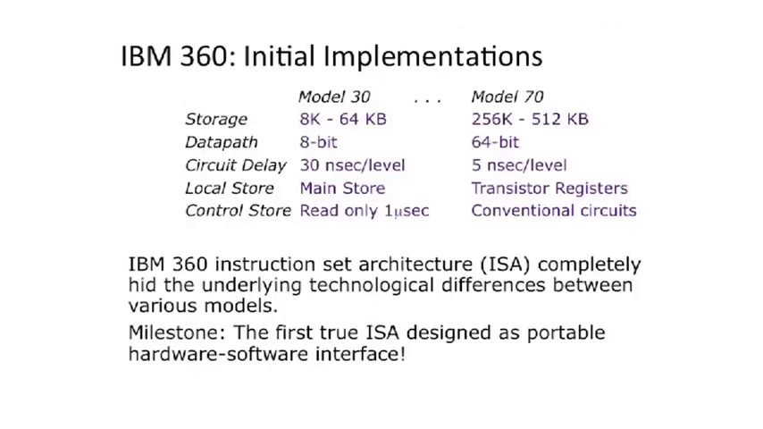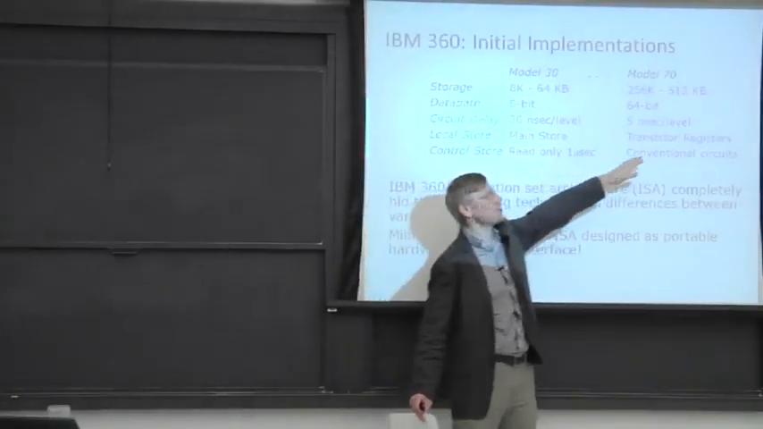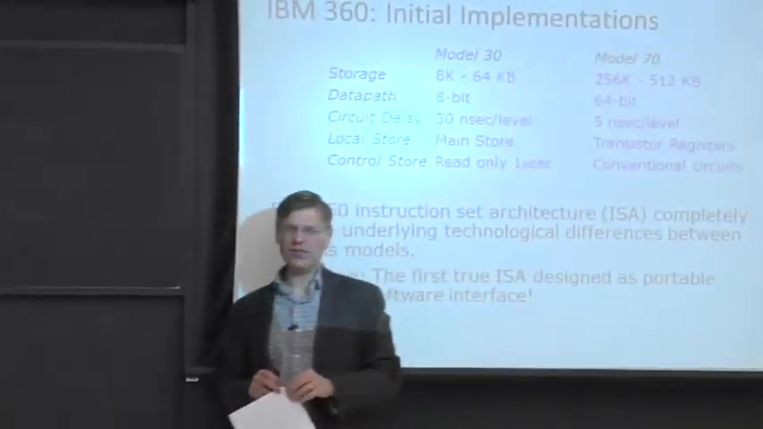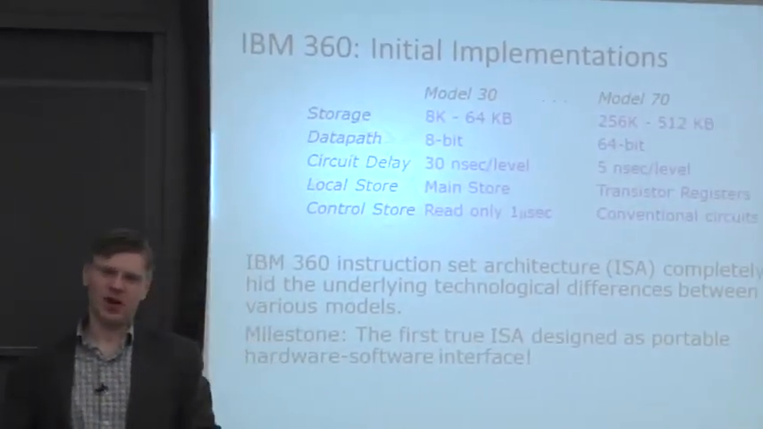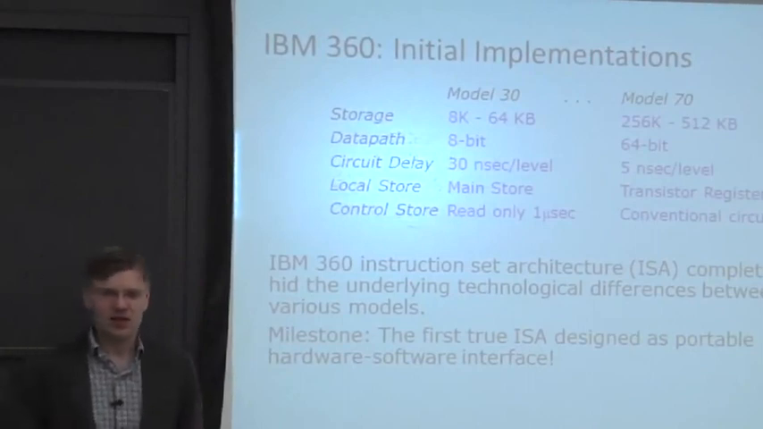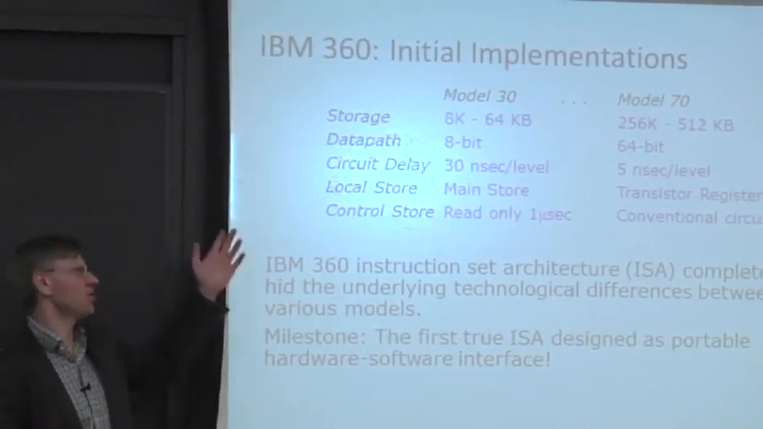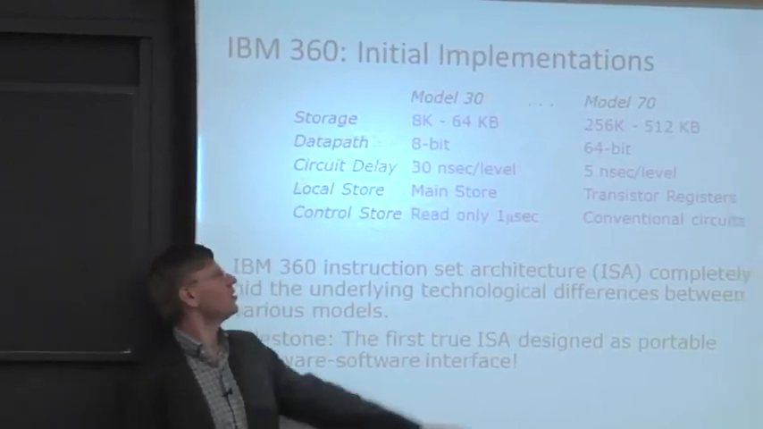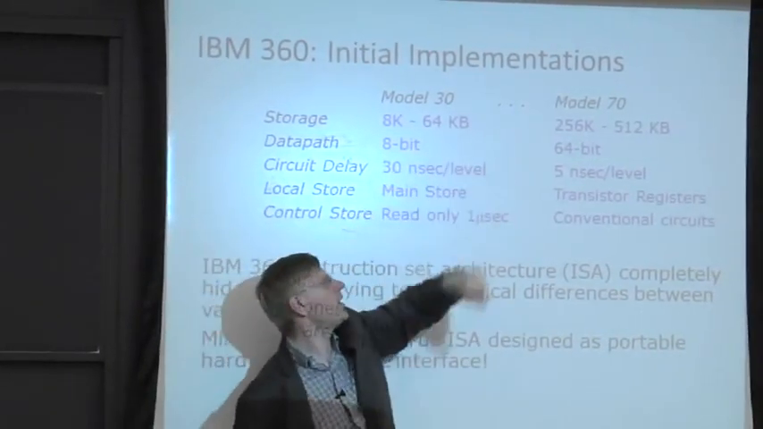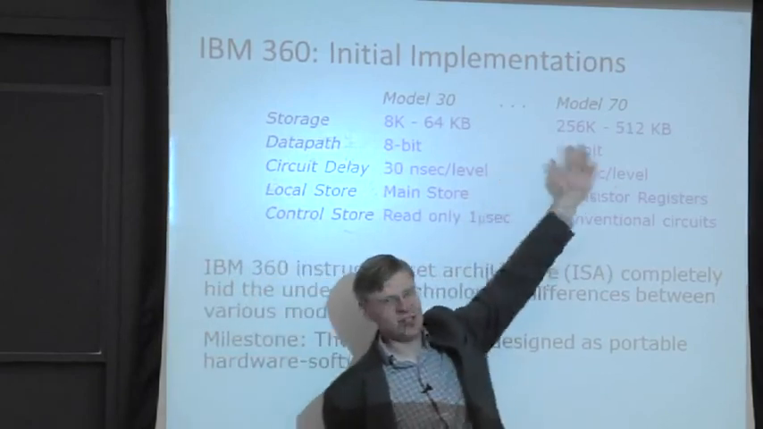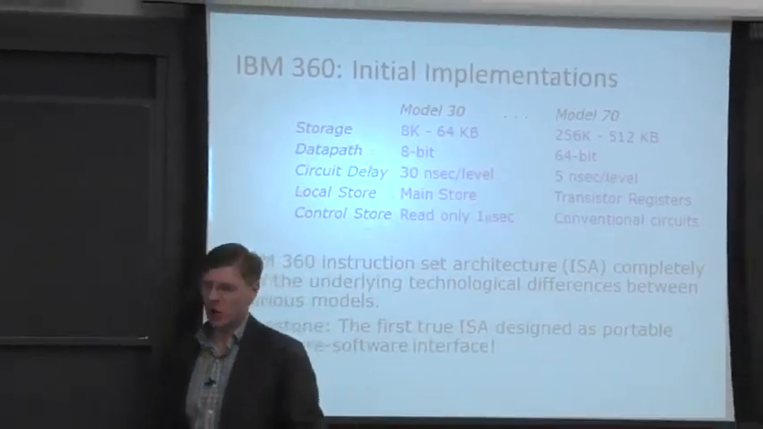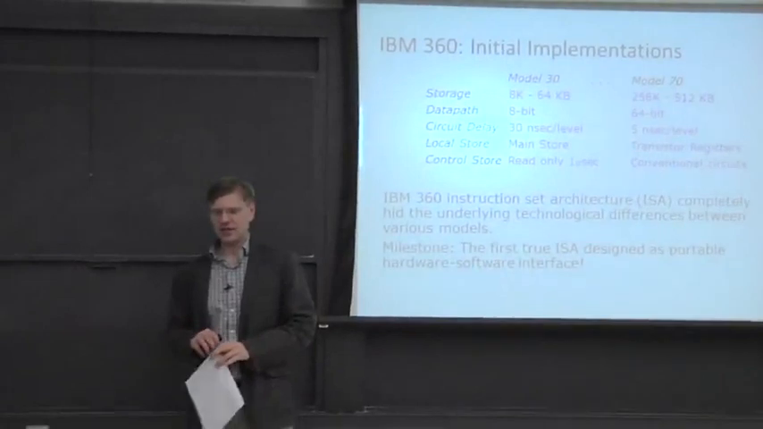And let's look at the microarchitecture implementations of this first instruction set architecture. So this is in the same time frame, the same generation here. There was the Model 30 and the Model 70. And these had very, very different performance characteristics. So if we look at the machine, let's start off by looking at the storage. The low-end model here had between 8 and 64 kilobytes. And the high-end model had between 256 and 512 kilobytes. So very, very different sizes.